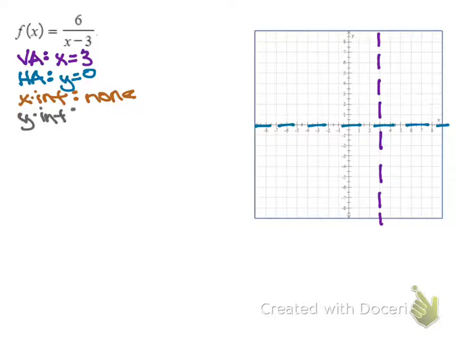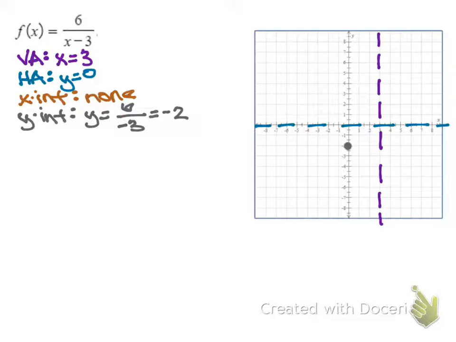Looking for y-intercepts, that occurs when you let x equal 0. So we would have y equals 6 over negative 3, which is negative 2, would be my y-intercept. Notice that's not the equation of a line. That's just the y-intercept. So on my y-axis, I have a point at negative 2. And then we would look at some additional points.